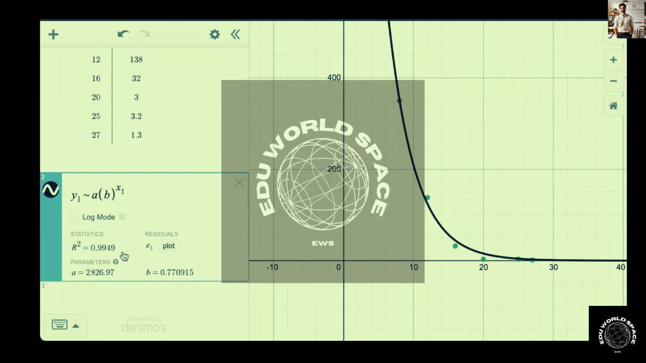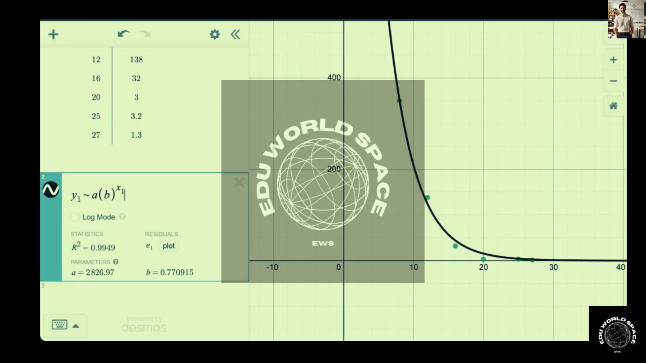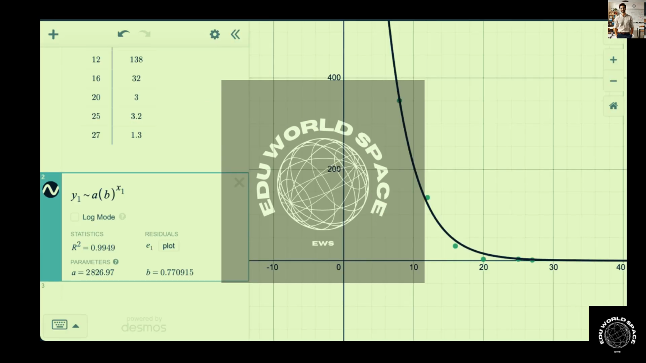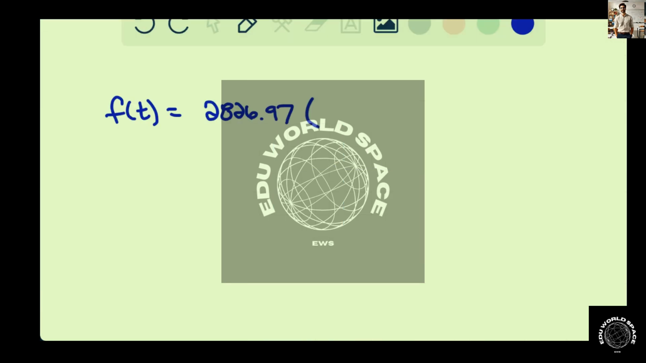It fits very well because of the r squared value. We're going to four decimal places. So this is going to be f of t equals, the a is 2826.97, times b is 0.7709, that's 4 decimal places, to the x.